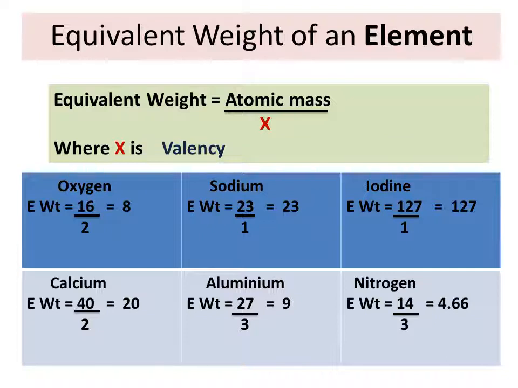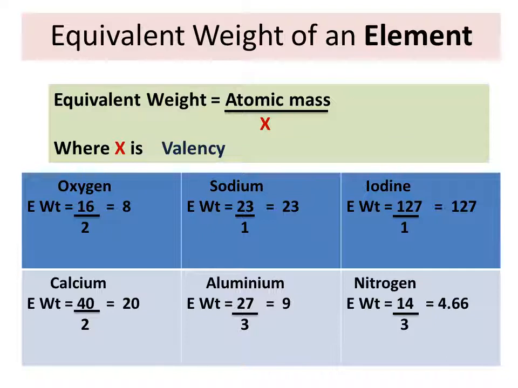Let us come to calcium. We know that it has valency of 2 and its atomic mass is 40. So it is 40 divided by 2, that comes out to be 20. So the equivalent weight of calcium is 20. Aluminium belongs to the third group and it has valency of 3 plus. The atomic mass of aluminium is 27, so 27 divided by 3 comes out to 9. So the equivalent weight of aluminium is 9.